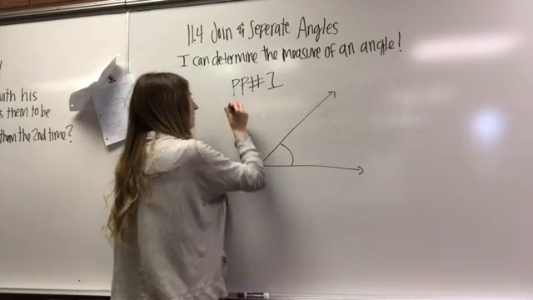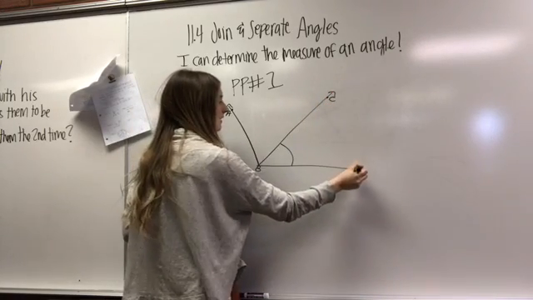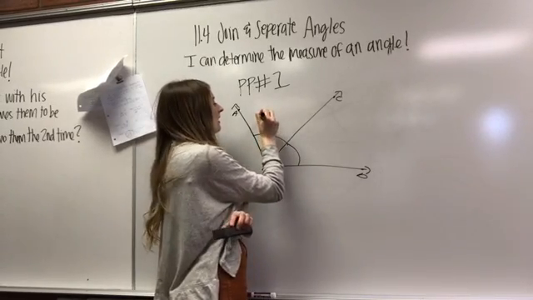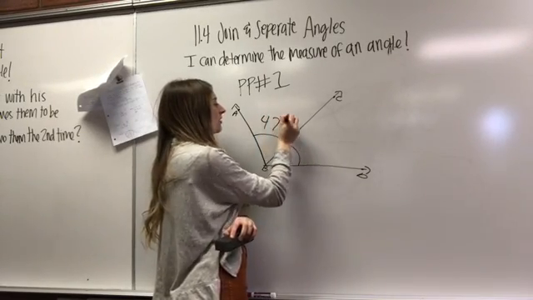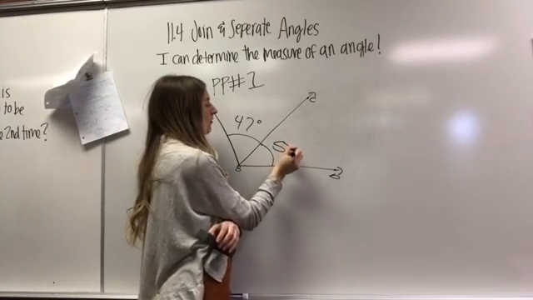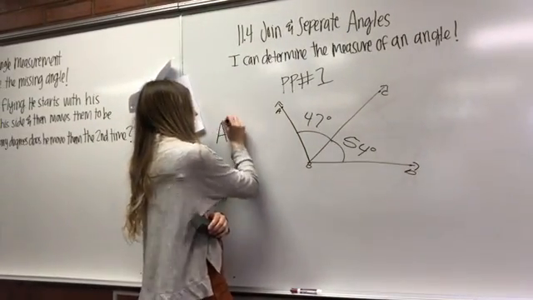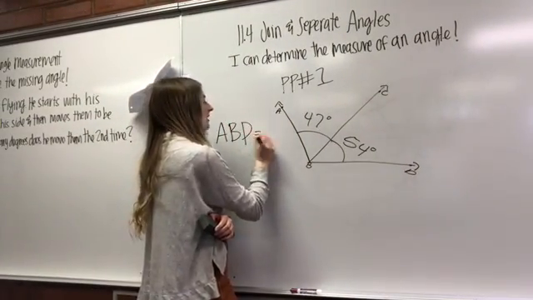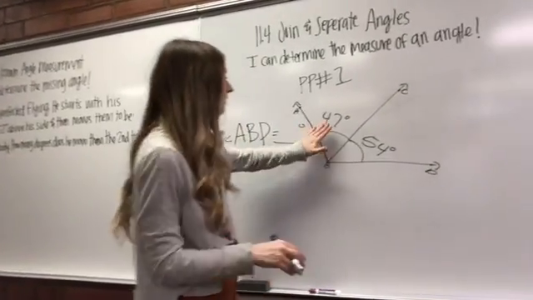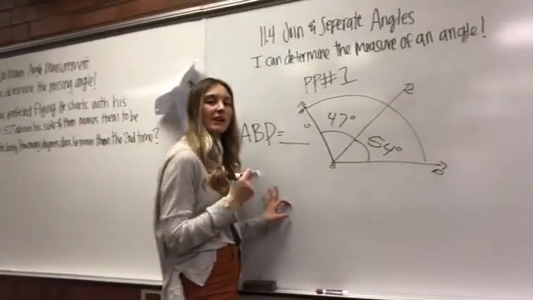If this angle, we'll call this A, B, C, D. Okay? So ABC is, we'll say 47 degrees, and CBD is 54 degrees. How big is ABD? Angle ABD equals how many degrees? Okay, I want you to pause it and try it. So we have 47 degrees and 54, and we want to know how big the whole angle is. Pause and try it, but I'm going to keep going.